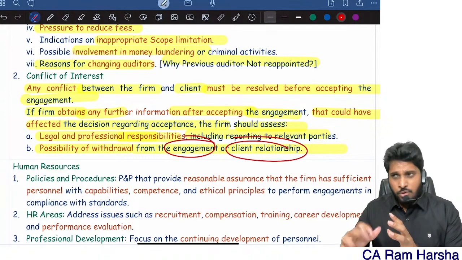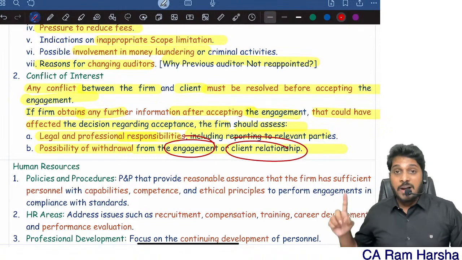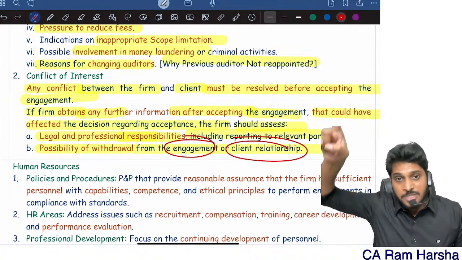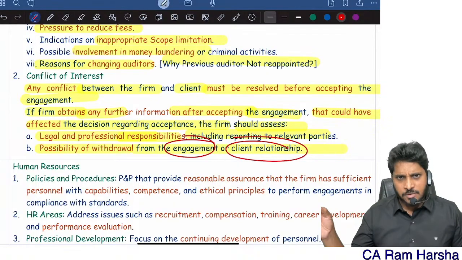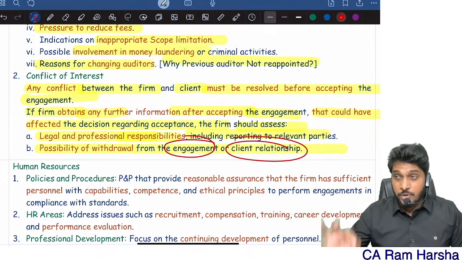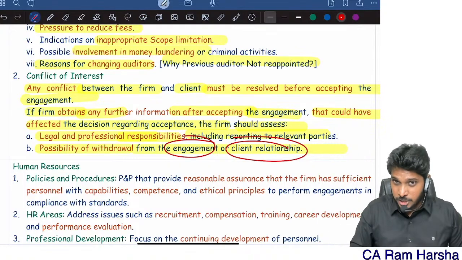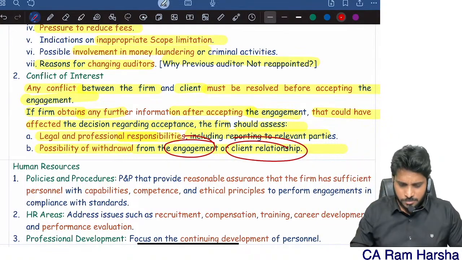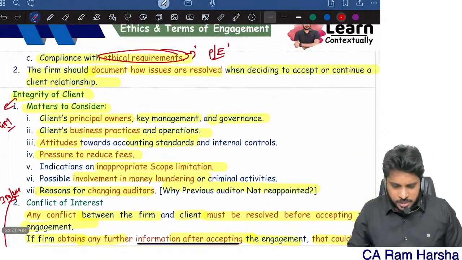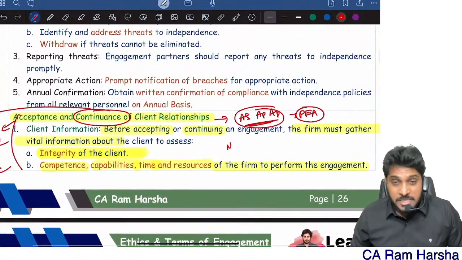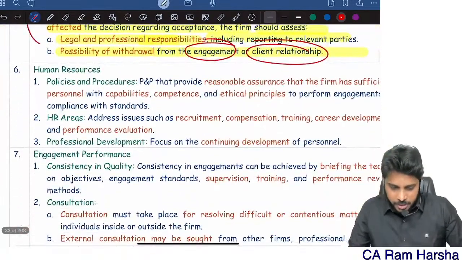So if the firm gave acceptance to the client and we started auditing, and now we got to know that one of the partners has shares in the company, and if we had known this earlier we would not have accepted this client, now what does the firm have to do? Consider legal obligations right now. Consider professional obligations right now. See whether you have to report it to anybody or not. See whether withdrawal is required or not: is it from the engagement you withdraw or from the client itself? This was asked as a 3 or 4 marks question many times. So integrity of the client, and acceptance and continuation of client relationship, this itself can be asked as a 4 marks question. Very important.